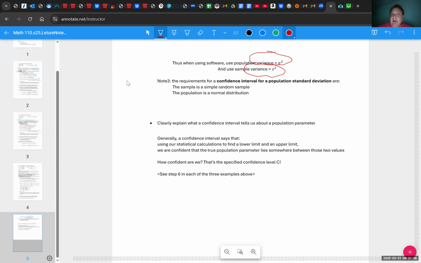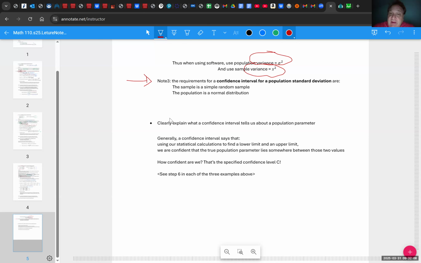Okay, there's one last note I have here: the requirements in order for these formulas to actually be accurate. We can't just use the formulas anytime we want. We have to have certain conditions or requirements for the formulas to give correct answers. So the requirements for a confidence interval for a population standard deviation are, once again, the sample has to be a simple random sample and the population has to be a normal distribution. Those are the two requirements.